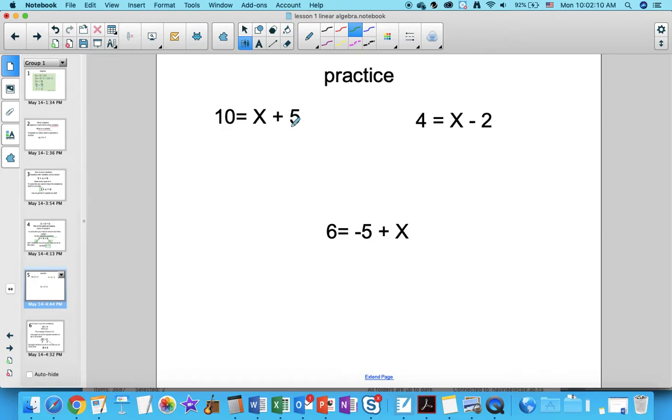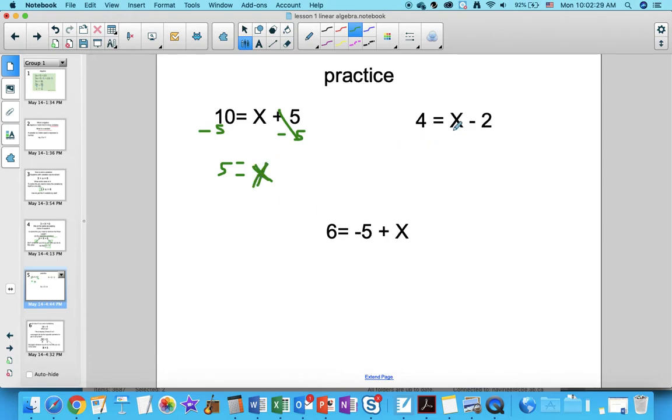So I want to get rid of adding 5. So what do I do? I subtract 5. Well, whatever I do to one side, I do to the other side. 10 minus 5 is 5 equals x, right? Because they cancel out. Plus 5 minus 5, nothing happens. So x equals 5. Easy.